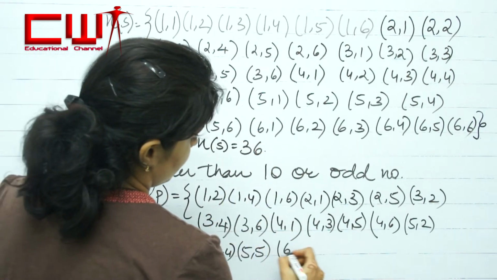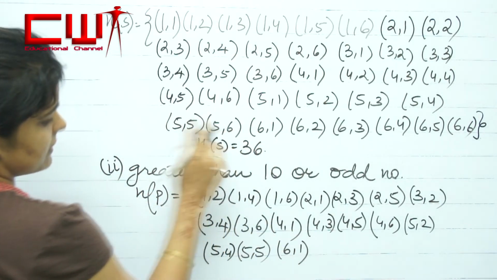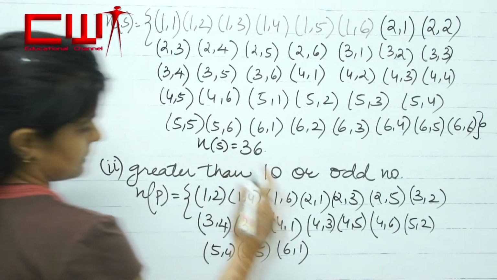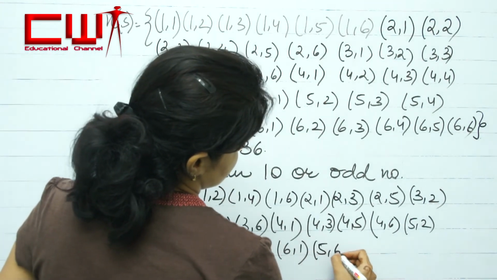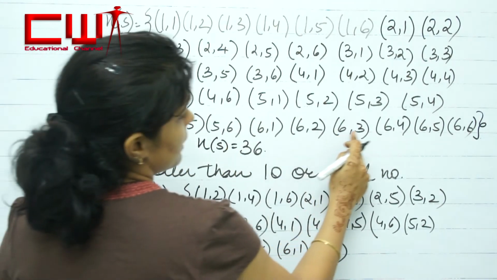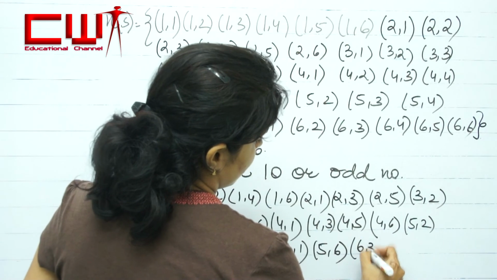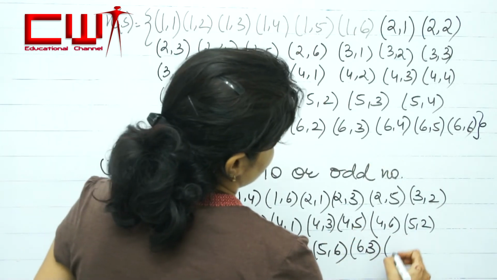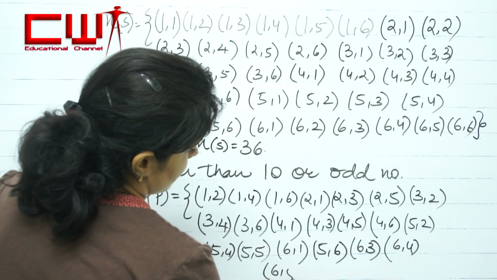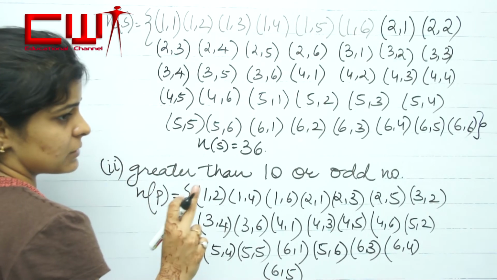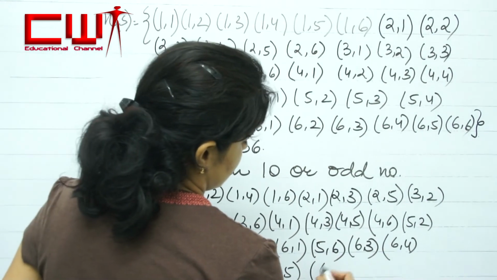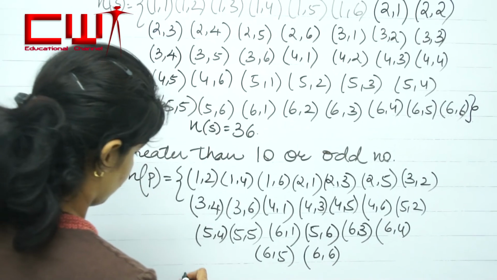6 and 1 will come. Well, 5 and 6 will also come because 5 and 6 will make up 11. 11 means it's greater than 10. So 5 and 6 will come. 6 and 1 will come. 6 and 2, 8, which will not come. 6 and 3, 9, that will come. 6 and 4, 10, that will also come. 6 and 5 will also come. 6 and 5 is 11, that is 1 and 1, 2, but still it will come because it is greater than 10. Then 6 and 6 will come.